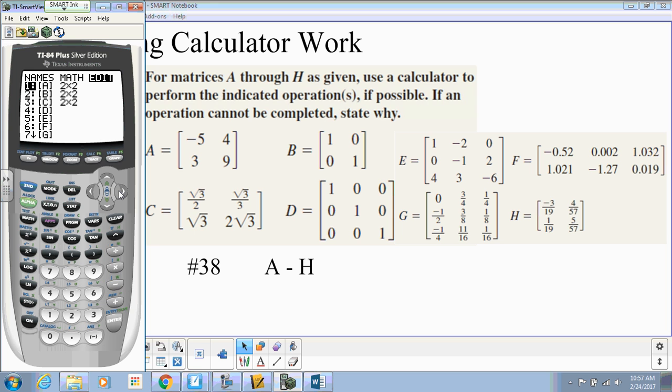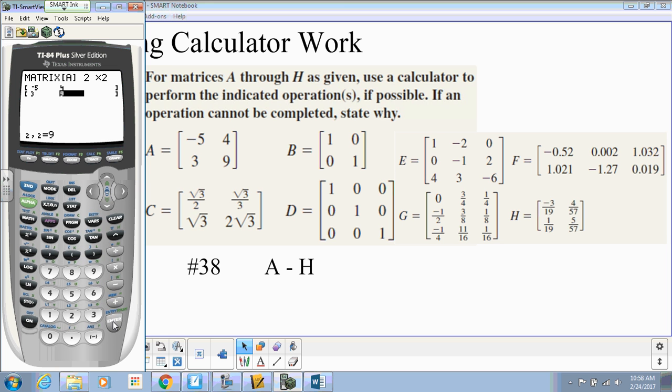So hit enter. So over to edit, hit enter, and then here's where you can change the size. So A is a 2 by 2. So I would type in 2 by 2, okay, and just use your arrow keys. Then you can arrow down to start entering them in. When you type in a number, hit enter, so -5, and it'll move you to the next entry. 4, enter, 3, enter, 9, enter. So I'm copying A down.